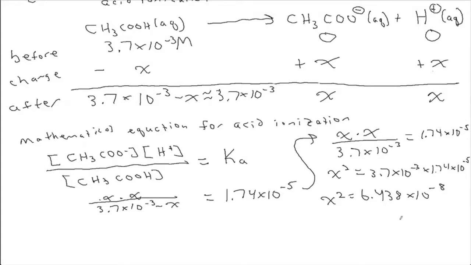Good. Now what? Square root both sides. Okay, so let's continue. Tell me what you get next. X is equal to 2.537 times 10 to the negative 4th. Now that we have an answer, we should put in units. What are the units on that number? Molar. Now what?